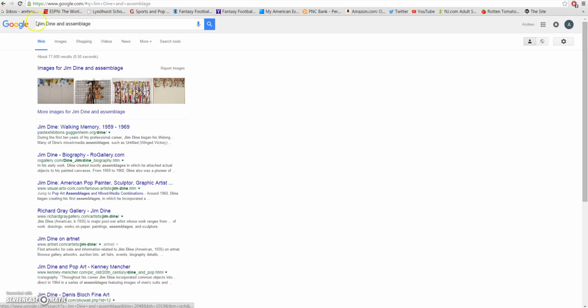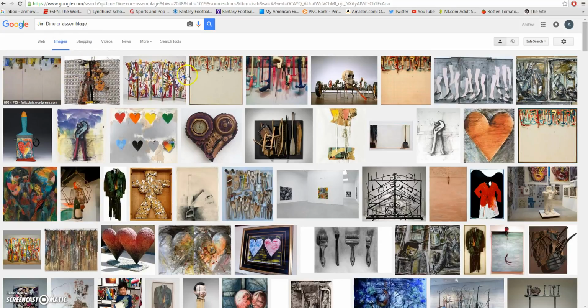If you would like to change that and write Jim Dine or assemblage, what you're going to get with this Boolean operator is you are going to get different types of information that will either be information about Jim Dine or about assemblage. So it's going to be two different pieces of information. For example, if you click images, you might see images of Jim Dine's art, or you might see images of simply just assemblage, not with any connection to Jim Dine. So that is what the word or gives you.